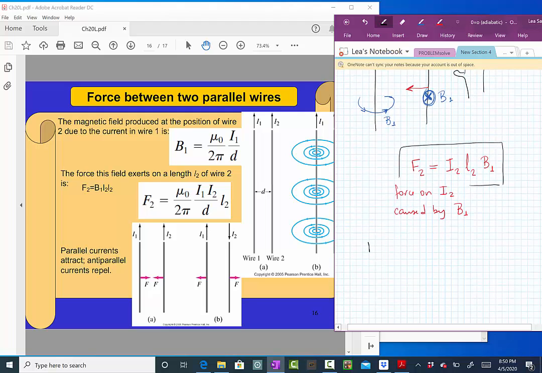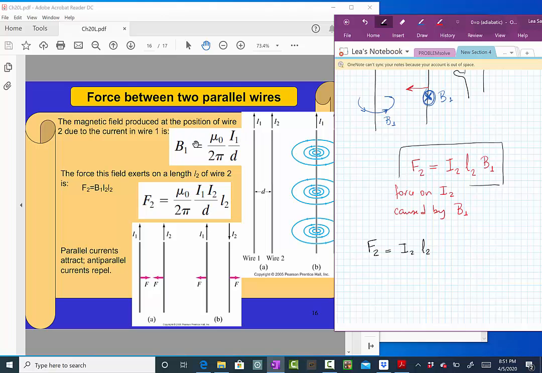Well, we have then this force on wire 2 is I2, the length of wire 2, and then comes the magnetic field B1. What is the magnetic field? What is the equation for the magnetic field? It's written here, right? The equation for B1 is that constant times I1.